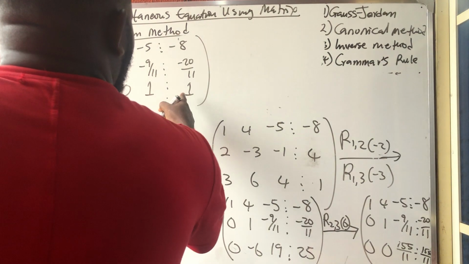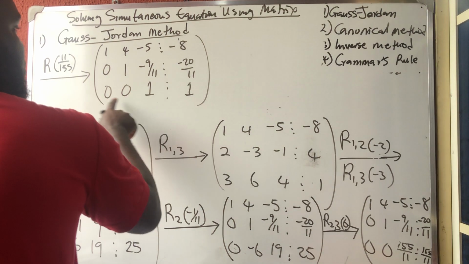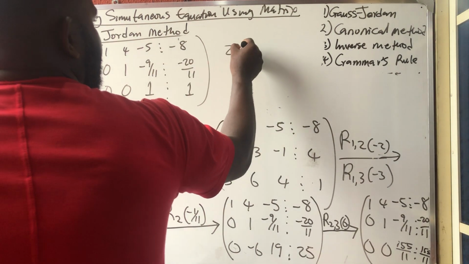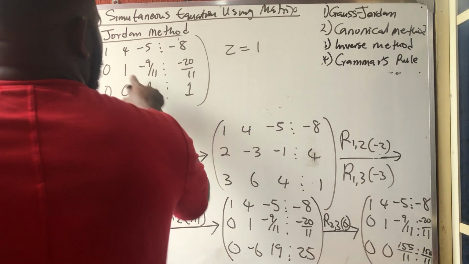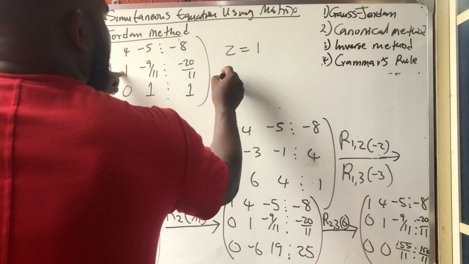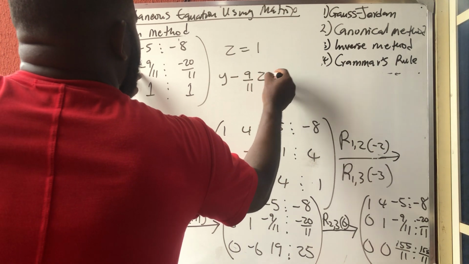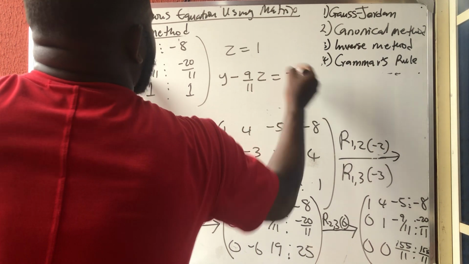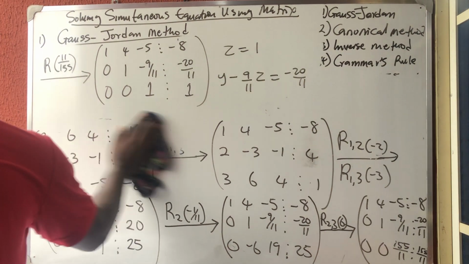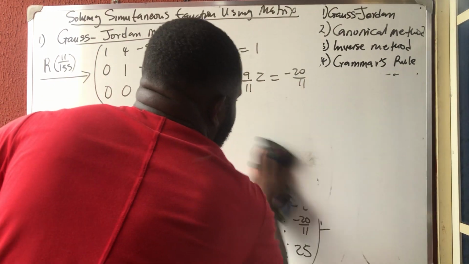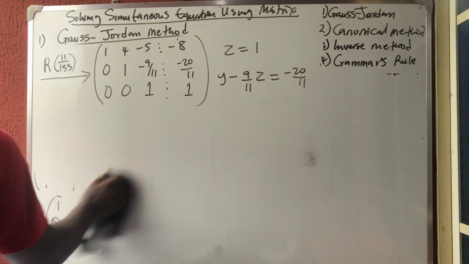We are starting from the bottom. So this is x, y, z. So 0, 0, 1, which means that z is equal to 1. Then from the second line, what is it? y minus 9 over 11 z is equal to minus 20 over 11. But I've gotten my z. So my z is 1.